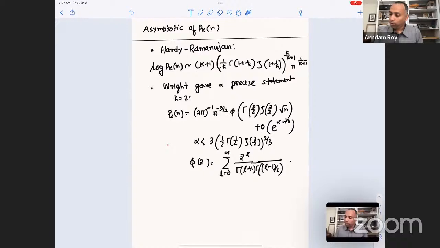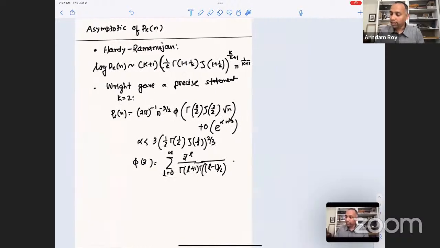So in particular, if you look at p2(n), then p2(n) looks like some constant times 1 over 2 pi times 1 over n to the power 3 over 2. Then you take a Bessel function whose argument is root n with some constant, plus big O of e to the power alpha n over 1/3. In this particular case, the result is given by Wright. It looks like a Rademacher type, but it's not that effective. I'm going to tell you in the next slide.